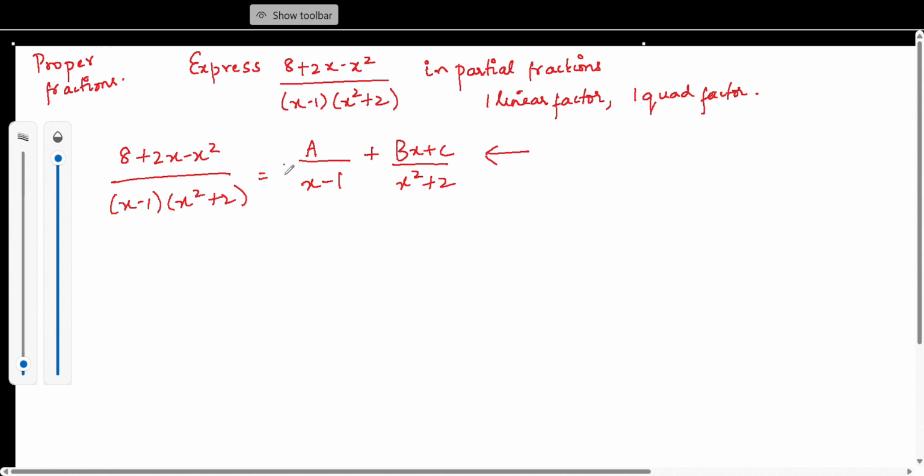This is the most important step here, because only if this is assumed correct, other things will fall in place. Now we have a fraction on the left, a fraction on the right. Since denominators are the same, numerators will have to be the same. Taking LCM on the right, let us expand and group.